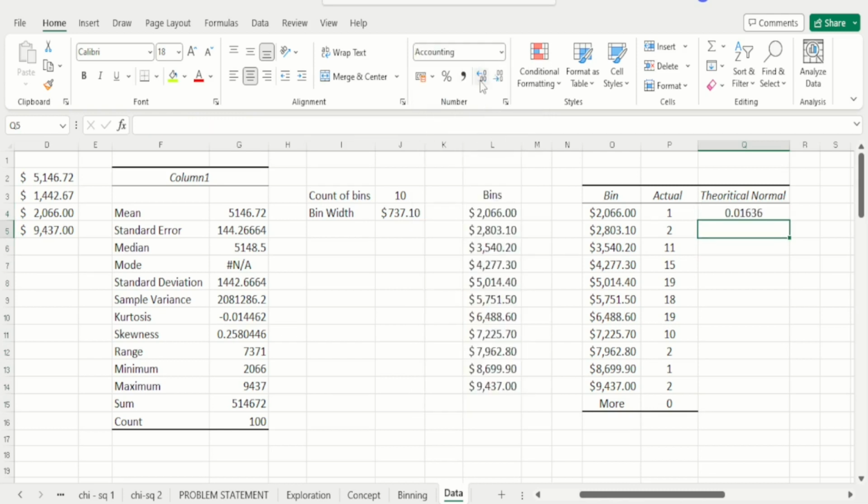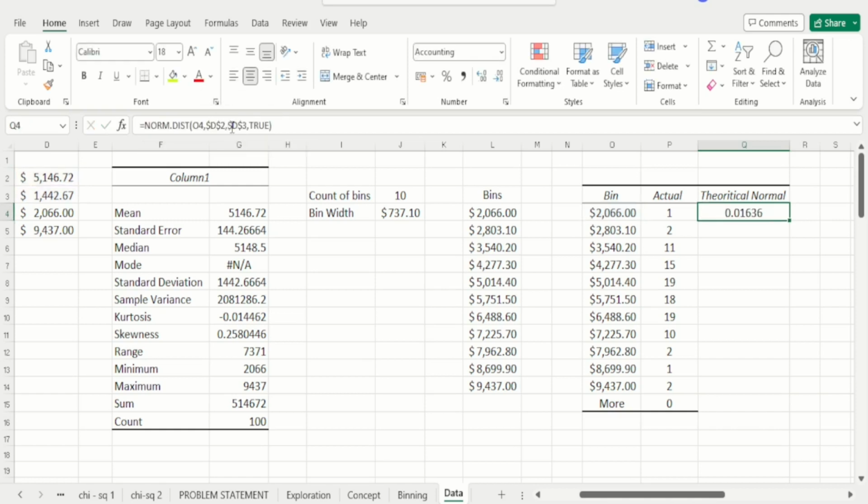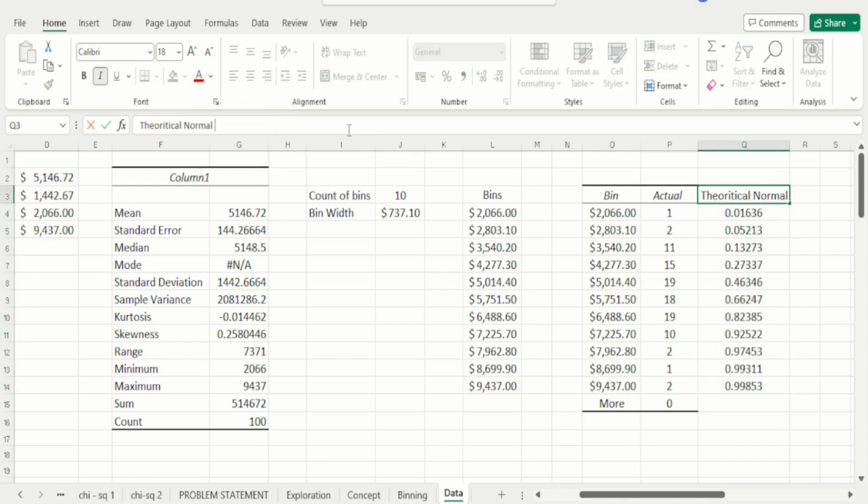There we are. Now all we need to do is drag this all the way to the bottom so that we can get the cumulative distribution function values for all of them. Before we do that, make sure you freeze the range for the mean and standard deviation, because they will remain the same. Once we have done that and dragged it, what you have is the theoretical normal CDF.